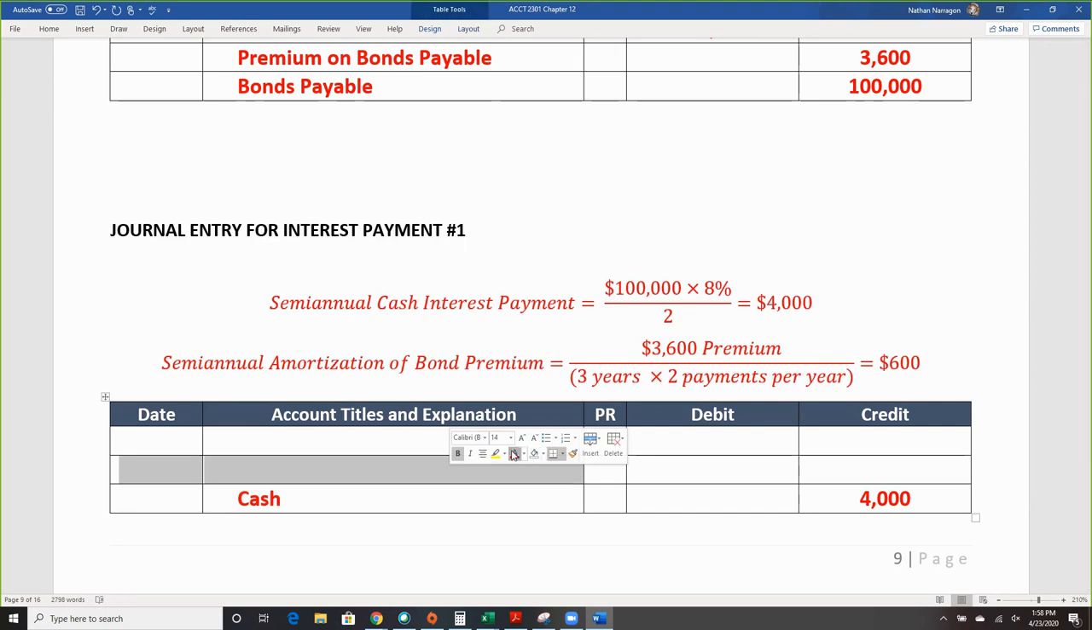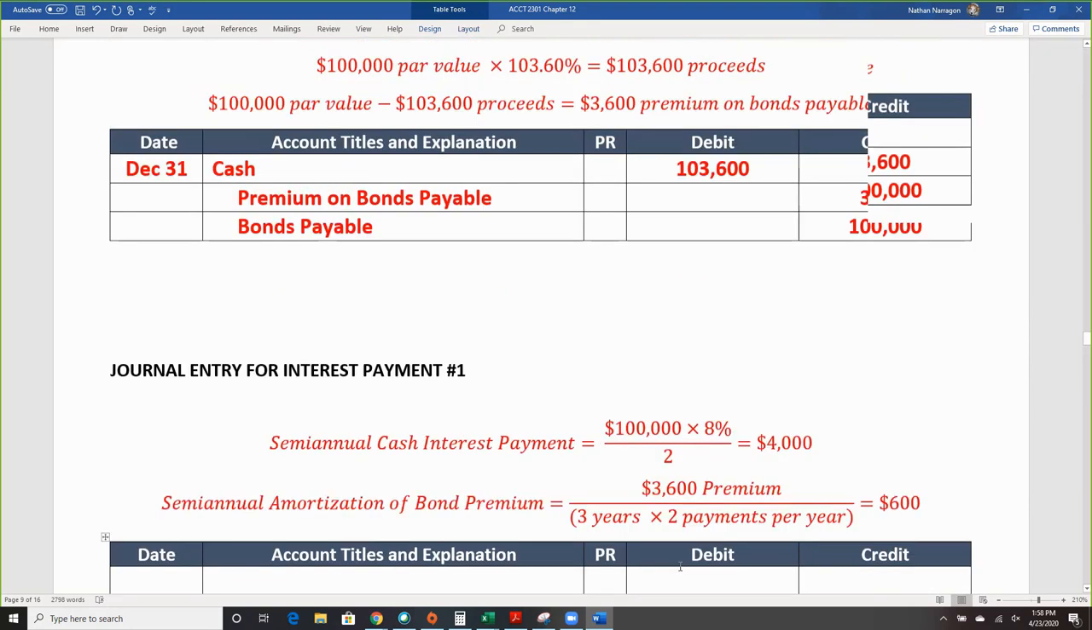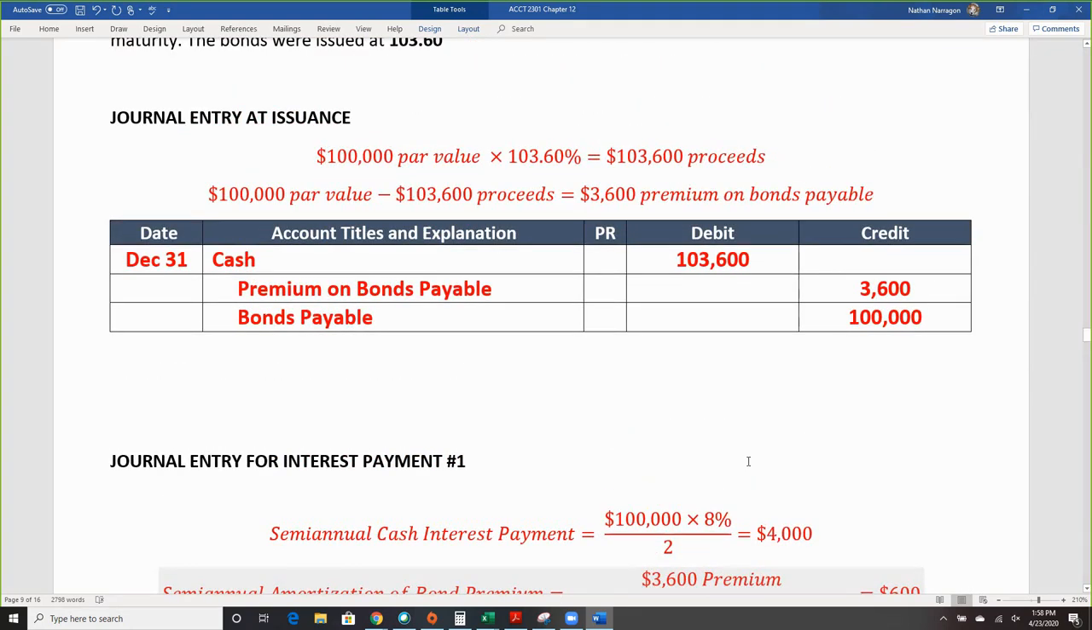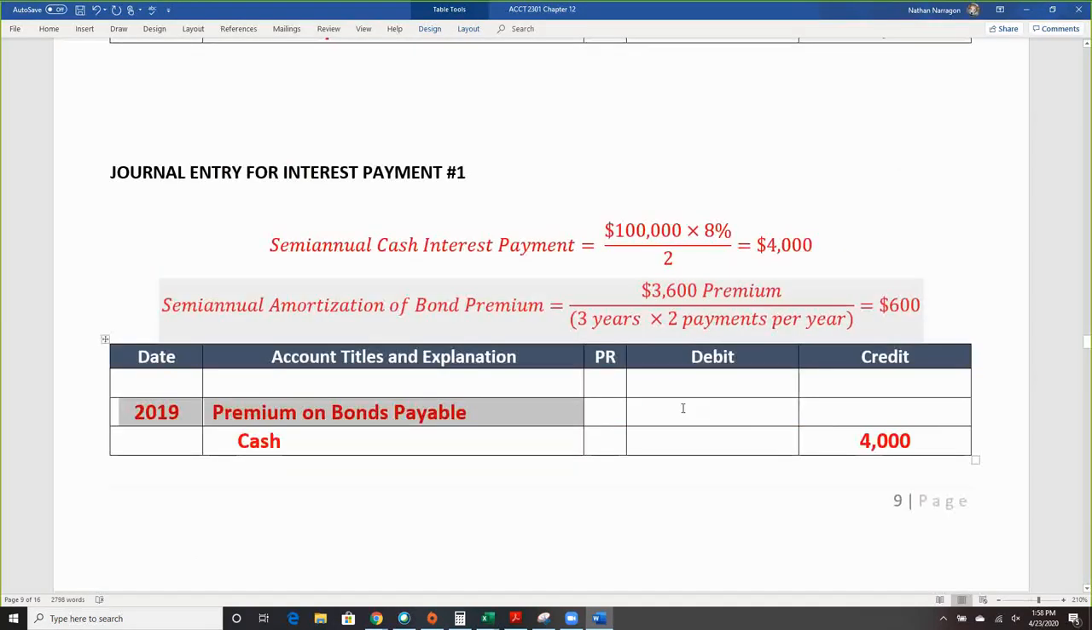So here's our premium. Now it's going to be flipped from the discount. So if it starts out as a credit, again I have to make it go to 0. I can do exactly the opposite. So this will be a debit. So again, it's reducing, or basically, it's being allocated out. So I have to find the difference. 4,000 minus 600 is, of course, 3,400. And this is your interest expense.